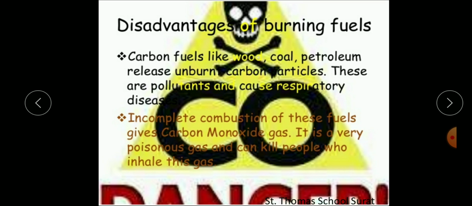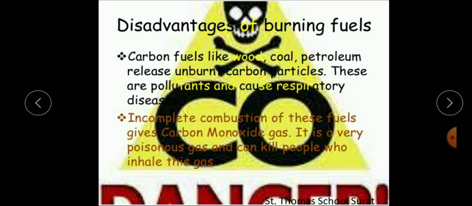What are the carbon fuels? Like wood, coal, petroleum, they release unburned carbon particles. Yes or no? So these fine particles are very dangerous pollutants and they can cause respiratory diseases such as asthma. Secondly, incomplete combustion of these fuels gives carbon monoxide gas, CO. It is a very poisonous gas. It is dangerous to burn coal in a closed room.